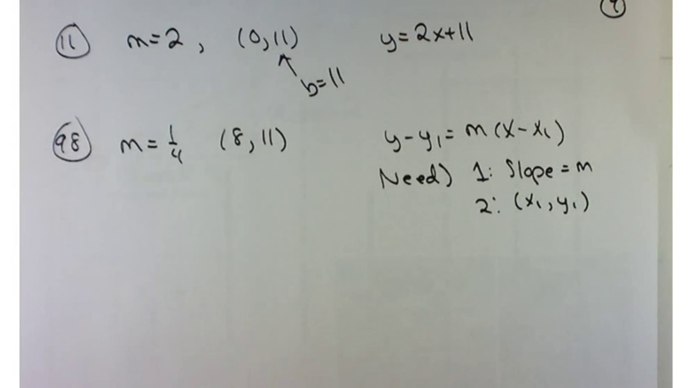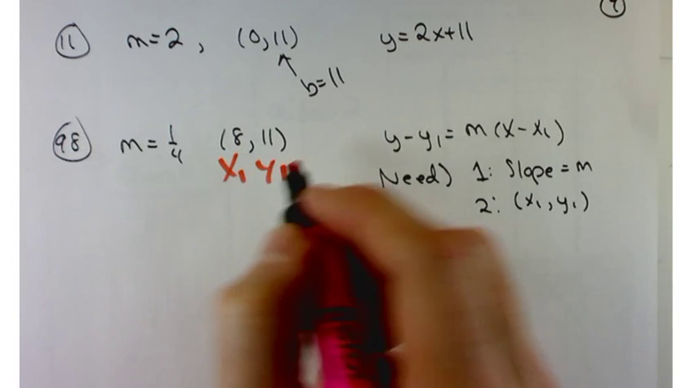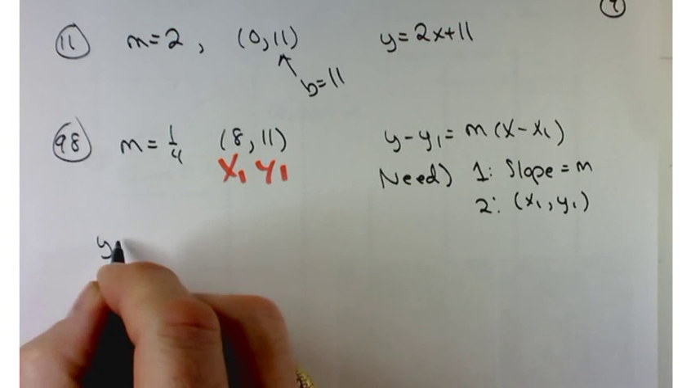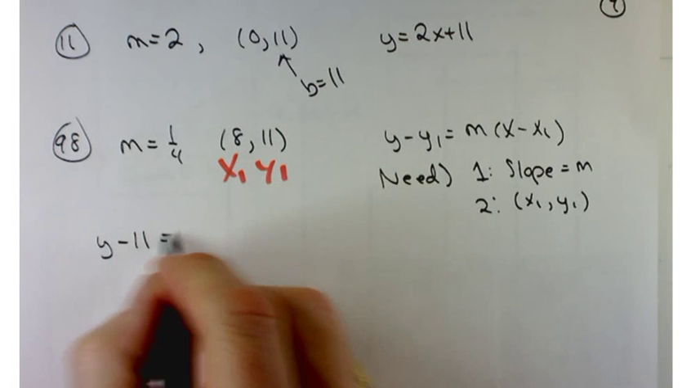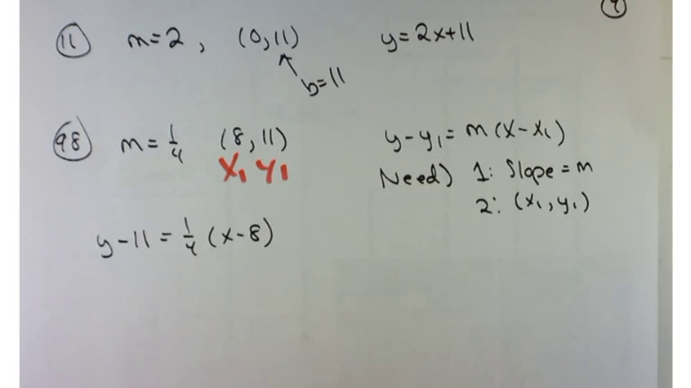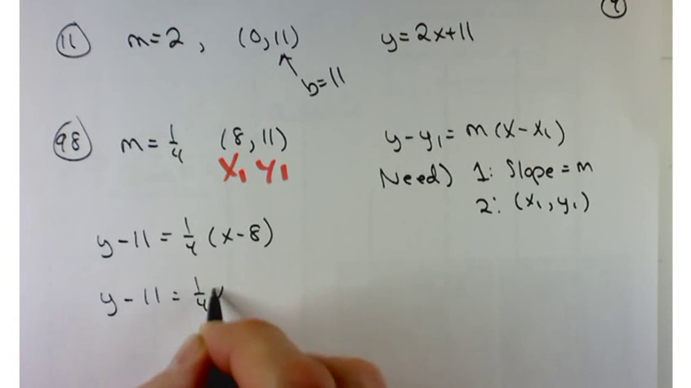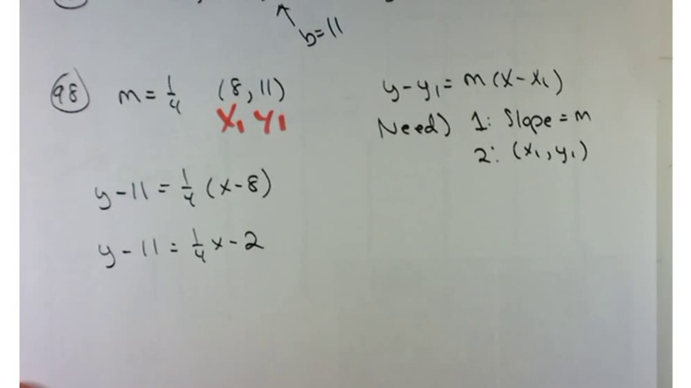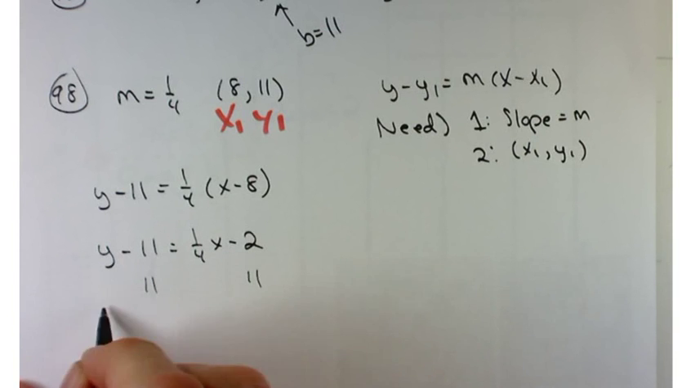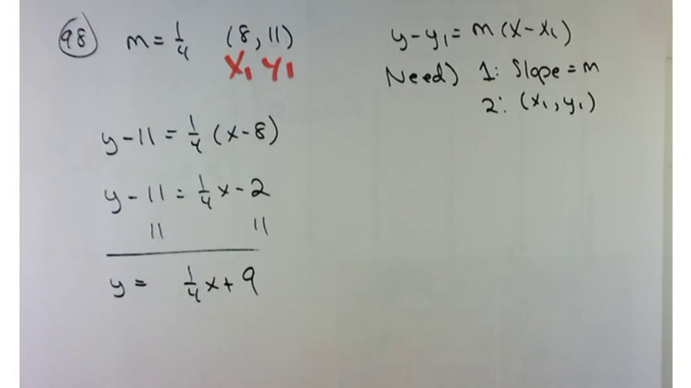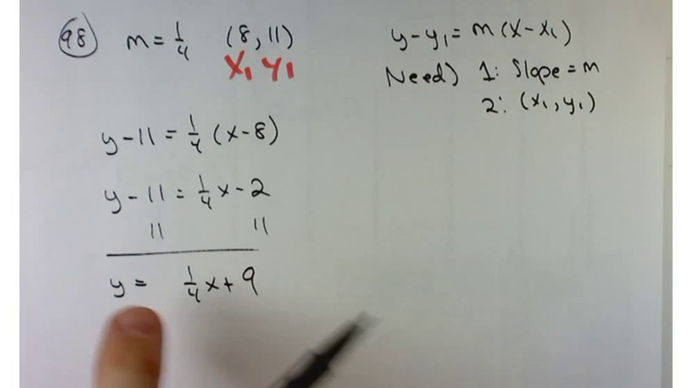Well, we got that for problem number 98. We have all that we need. To be very specific, this is your x1, y1. Let's plug all that information in here. It would be y minus 11 equals 1/4 times x minus 8. So y minus 11 equals 1/4 x minus 2. If I add 11 to both sides, I end up with y equals 1/4 x plus 9. Yay. So that's my equation of a line in slope-intercept form.